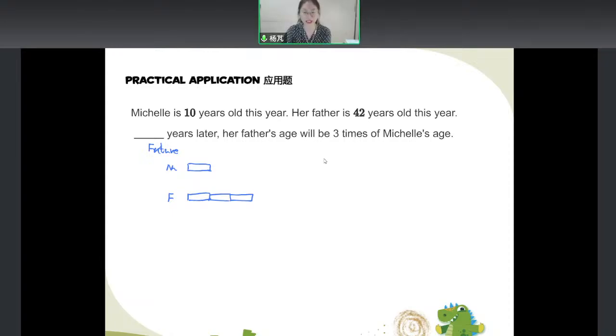All right, yeah, correct. Here, 42 minus 10 equals 32. Oh, actually, the difference this year is 32, and that means in the future, it's also 32. We label 32 where it is. This part shows 32. All right, now guys, do you know how to solve it? We're so close to the answer.